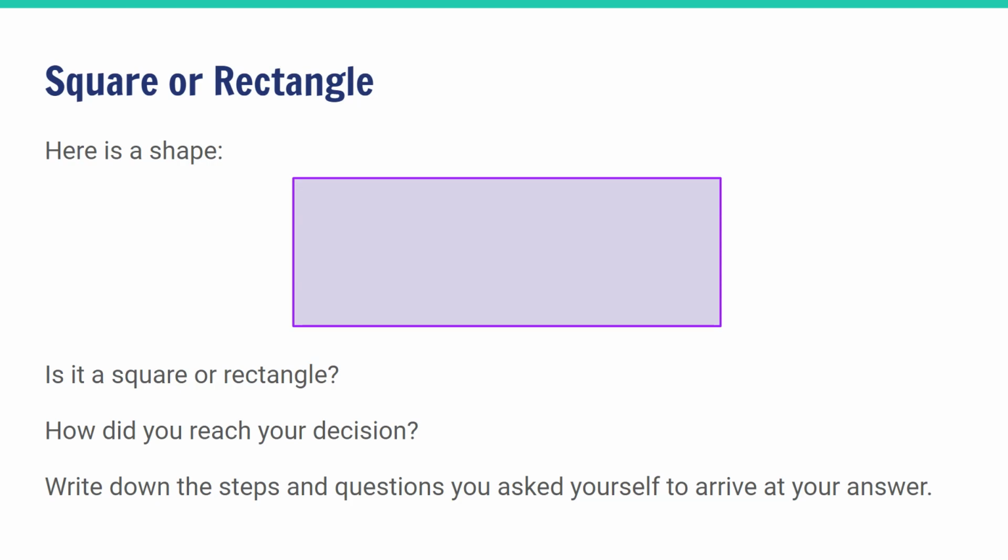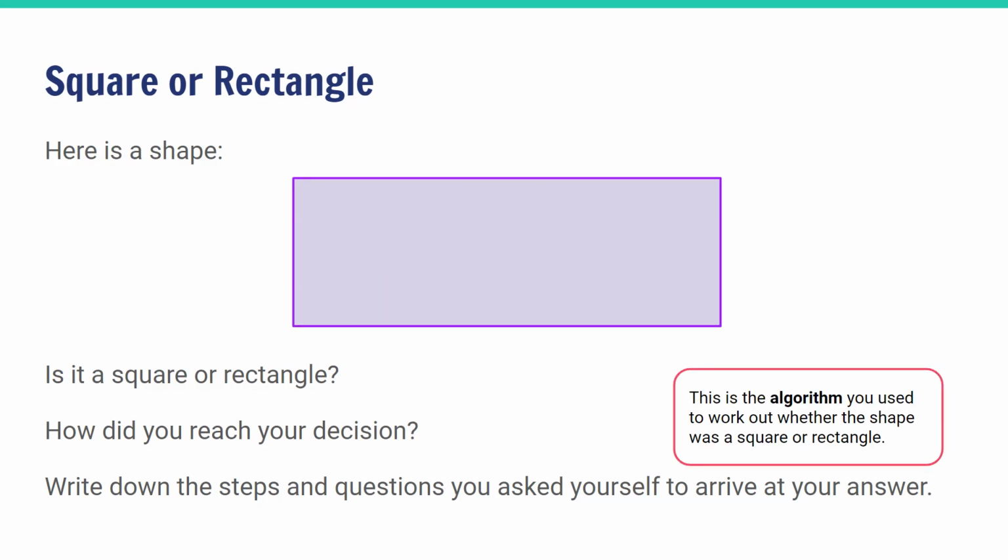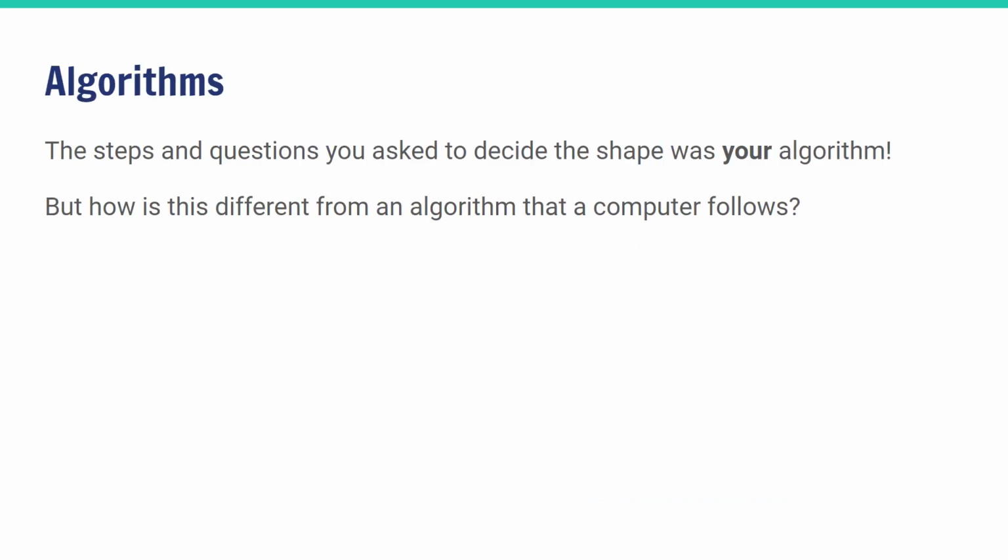In your books, write down the steps and any questions that you asked yourself in order to arrive at your answer. So those questions and steps that you wrote down, this is the algorithm that you used to work out whether the shape was a square or rectangle. So you've written down a basic algorithm for yourself.